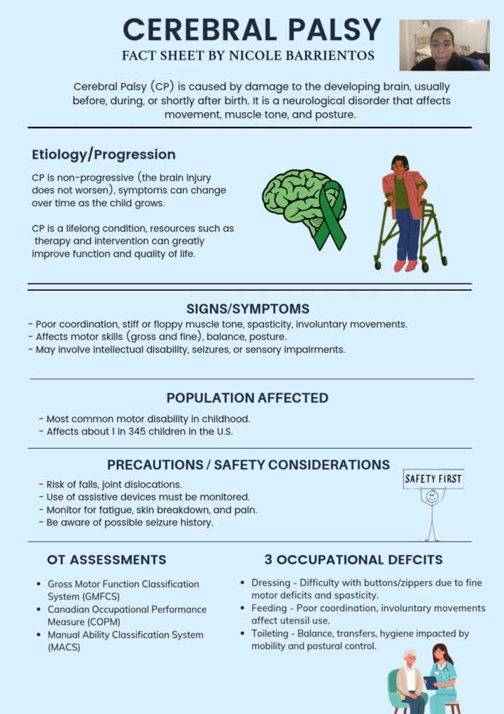Signs and symptoms commonly seen include poor coordination, stiff or floppy muscle tone, spasticity, involuntary movements, as well as motor skills commonly affected, such as gross and fine motor skills, along with balance and posture. CP may also involve intellectual disabilities, seizures, and sensory impairments. CP is the most common motor disability in childhood, and it affects about 1 in 345 children in the US.